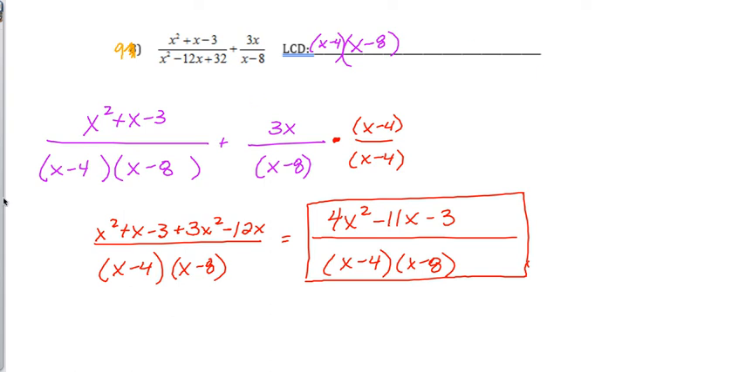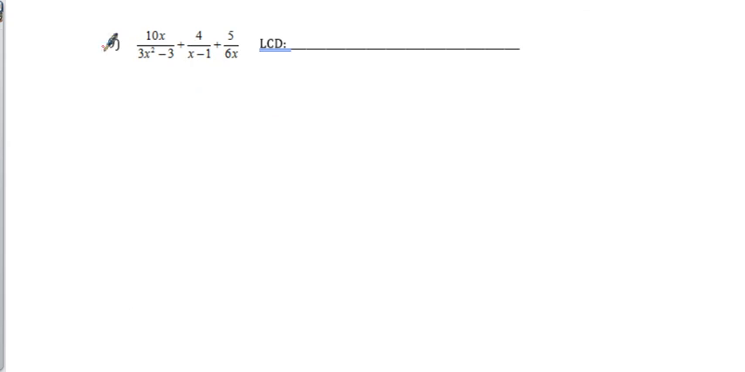All right, we have 2 more practice problems for you today. Let's take a look at the next one. If you'd like to renumber it as 10, I'm fine with that. Once again, we need to make sure that all the denominators are factored so that we can get a nice clear look at what we're dealing with.